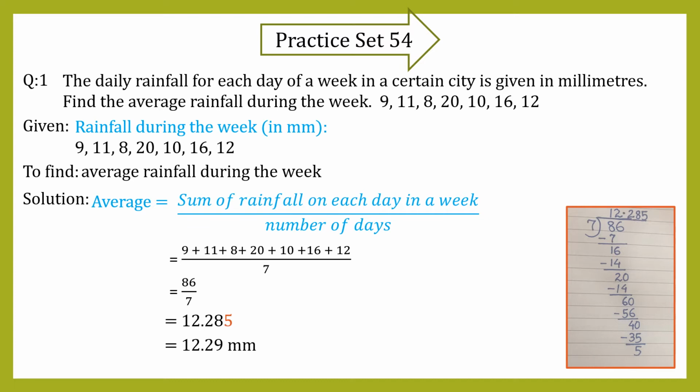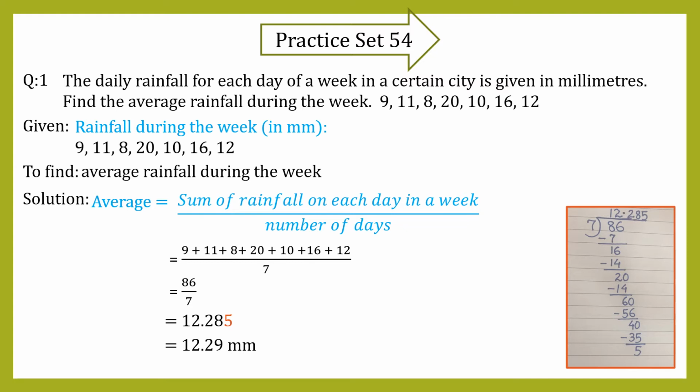Dear children, I again repeat, to drop the third digit, we need to check whether it is 5 or greater than 5. So this third digit is 5. So we will add 1 to the previous digit. The previous digit is 8, so 8 plus 1 is 9. So our answer is 12.29 millimeters. If this third digit would have been less than 5, we would have simply dropped it.